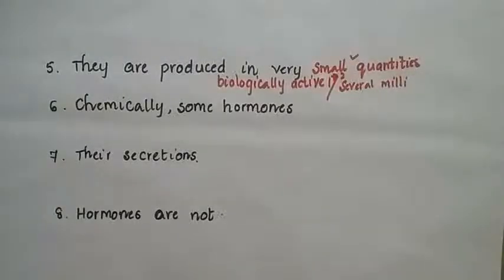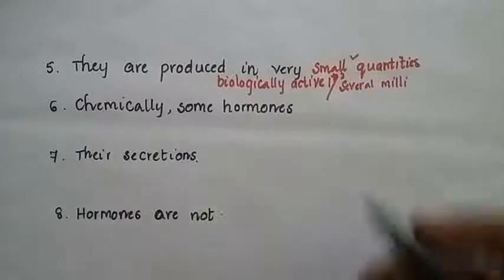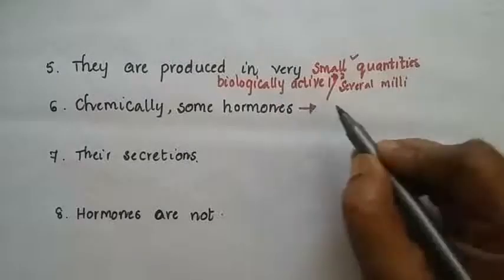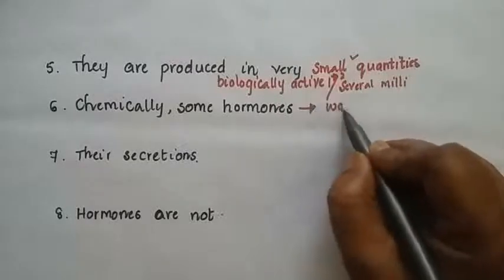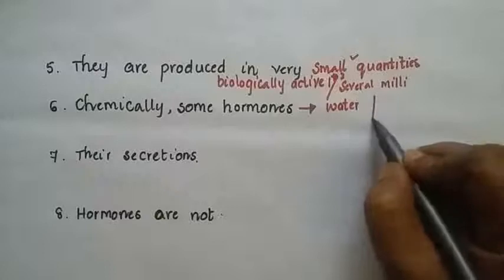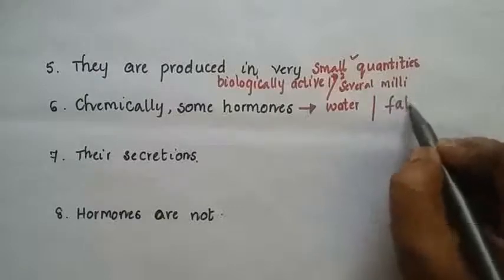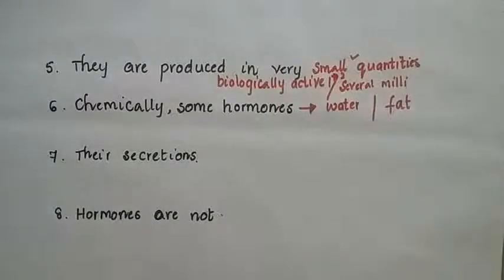Now, what about their composition? Basically, what are hormones made up of? Hormones can be categorized as water soluble hormones or fat soluble hormones. Some of the hormones are capable of dissolving in water. Some hormones dissolve in fat, or they require a water or fat medium to carry out their function.